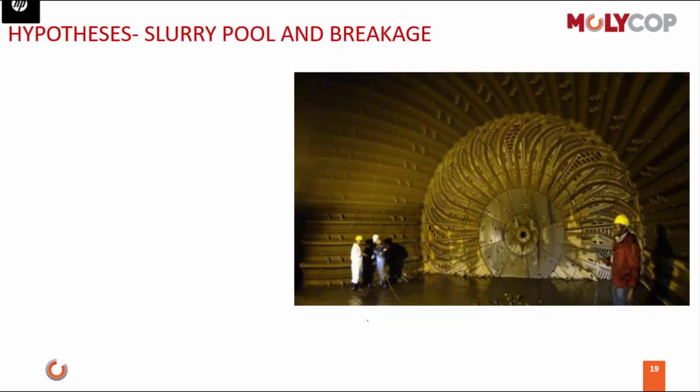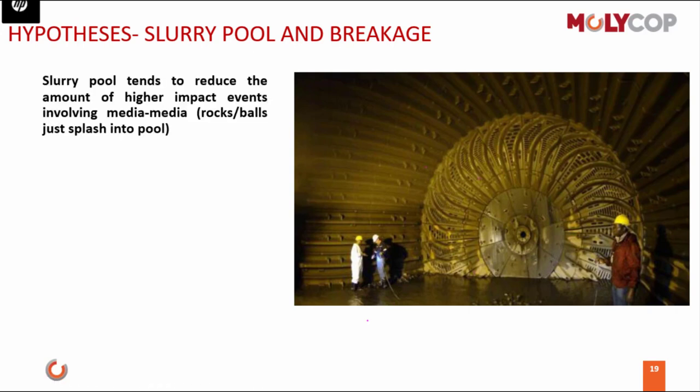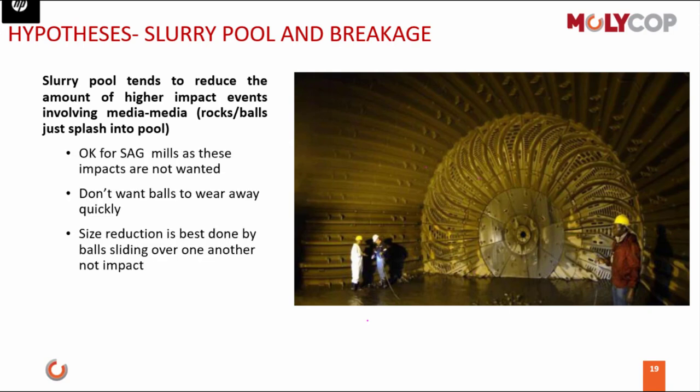And what about the hypothesis about the slurry pooling and the breakage? So, as I mentioned, the slurry pooling tends to reduce the amount of the higher impact events involving the media and rocks. And thus, all the rocks and the balls are going to just splash into the pool. So, in some cases, it's right or good when the impacts are not wanted, when people don't want the balls to wear away very quickly, and when the size reduction is best done by balls sliding over one another, but not by impact. It's only by cascading, by the abrasion.